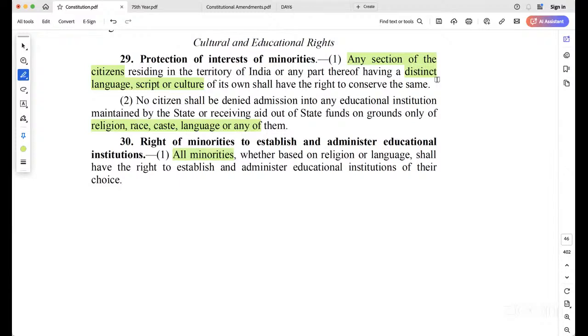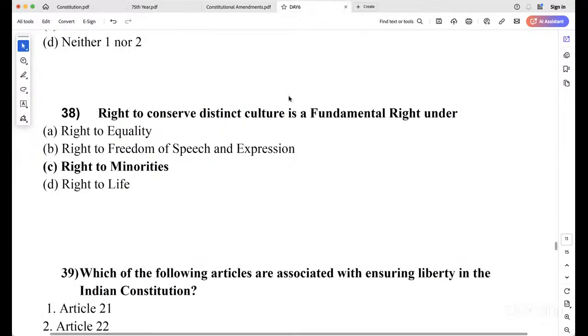Article 29, that is cultural and educational rights. Having a distinct language, script or culture, all these things come. Three things: language, script or culture. All these three should be protected, and it is a right of minorities.